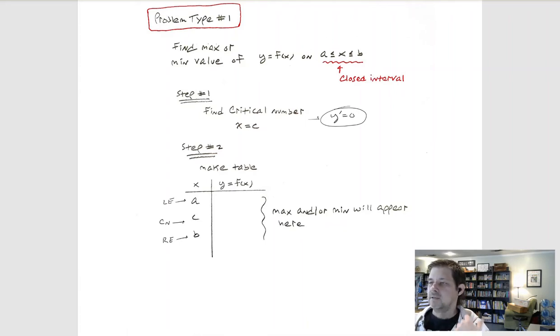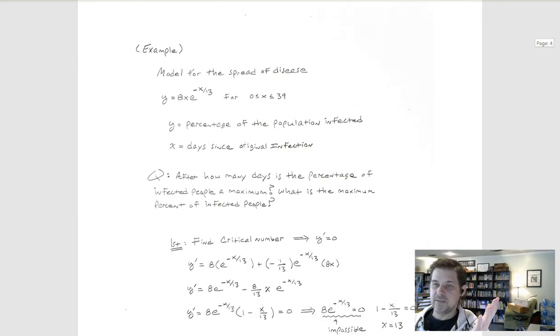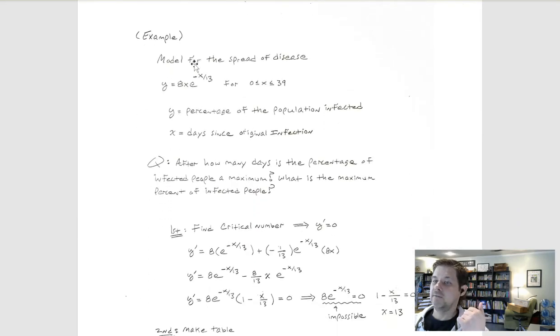All right, so let's do one that is totally different, okay? This is a model for the spread of a disease. And population models, disease spread models often look like this. They often have exponential equations in them.